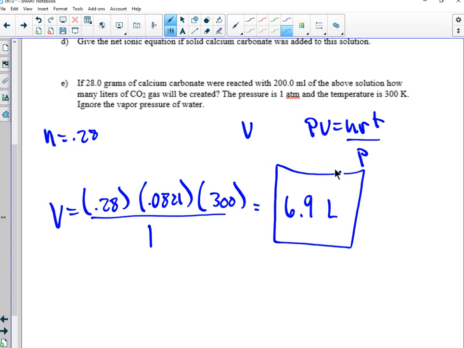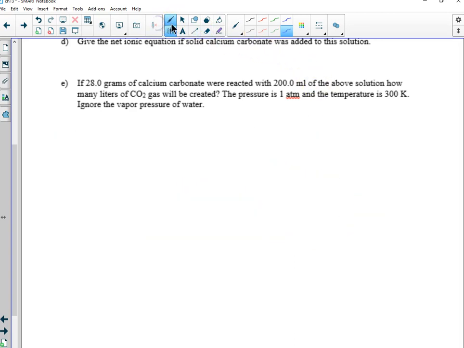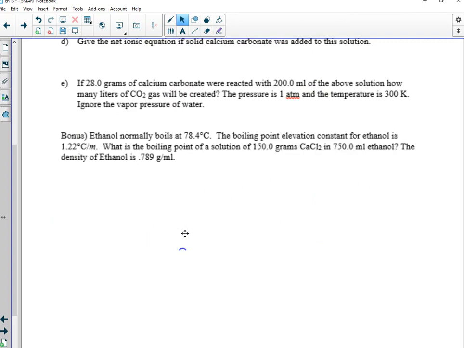Okay, there is one bonus question on this test. The bonus question looks like that. It's not hard at all. Ethanol normally boils at that. The boiling point elevation constant for ethanol is 1.22. What is the boiling point of a solution of 150 grams in 750 milliliters of ethanol? The density of ethanol is this.